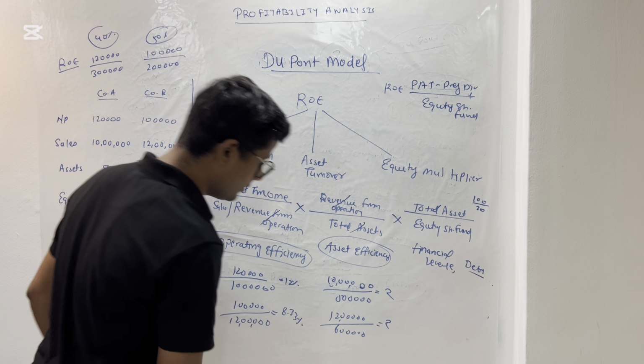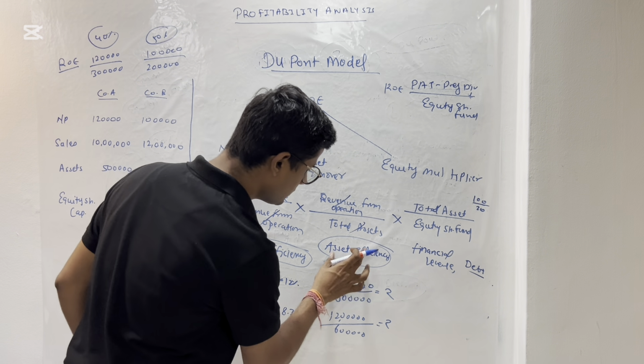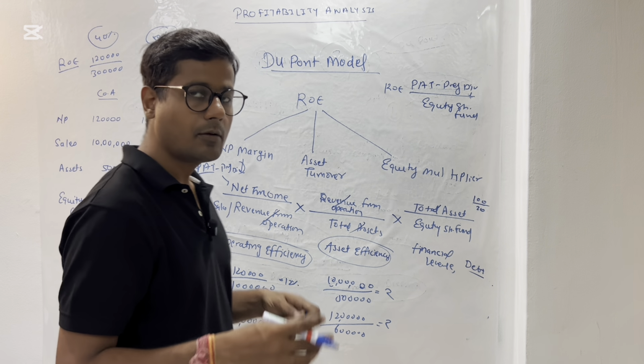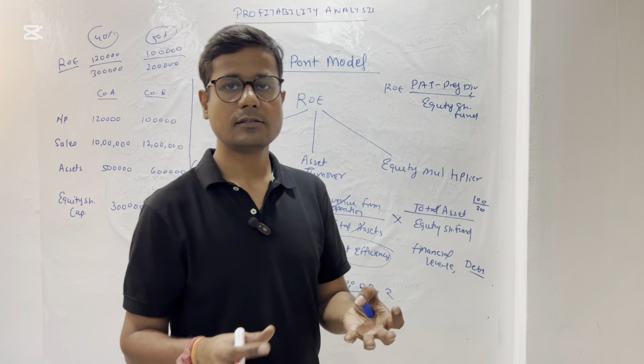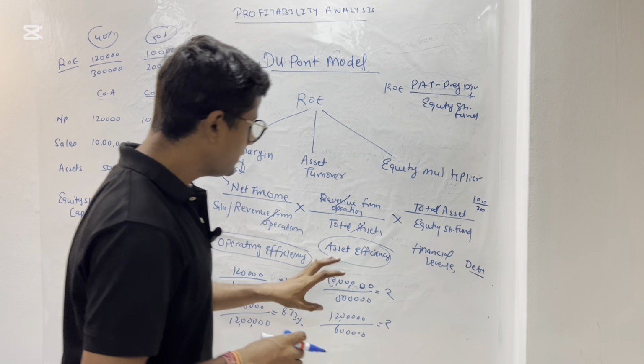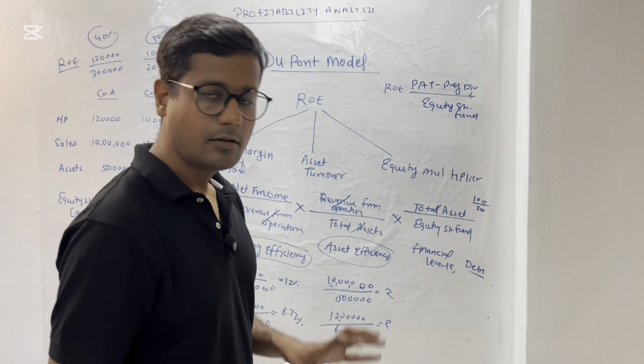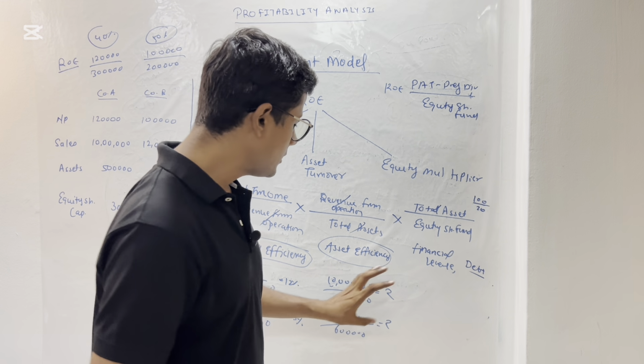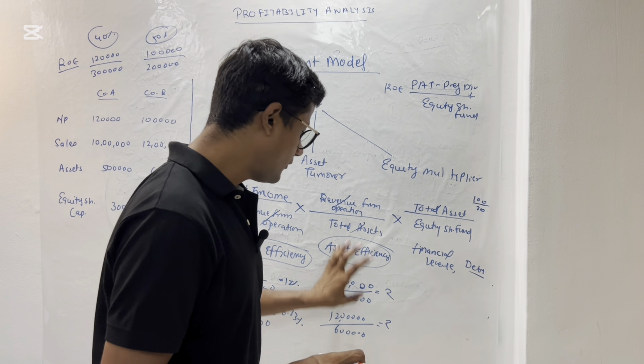Right, again it's 2. So asset turnover is the same. This is also 2, this is also 2. It means both companies are utilizing their assets more or less in the same way to generate revenue. So there is no difference here.